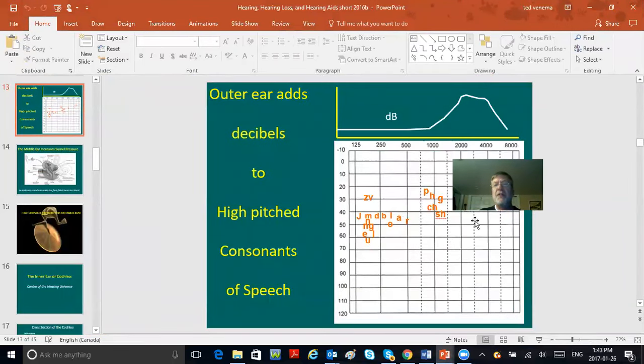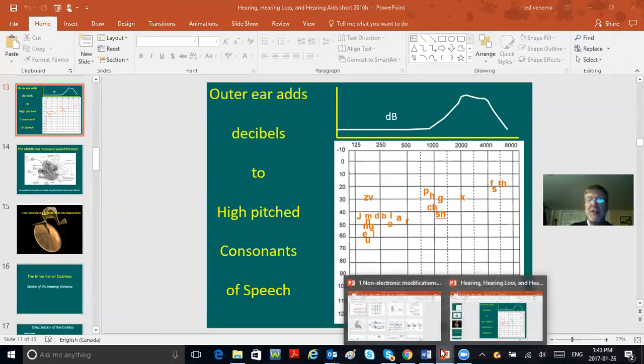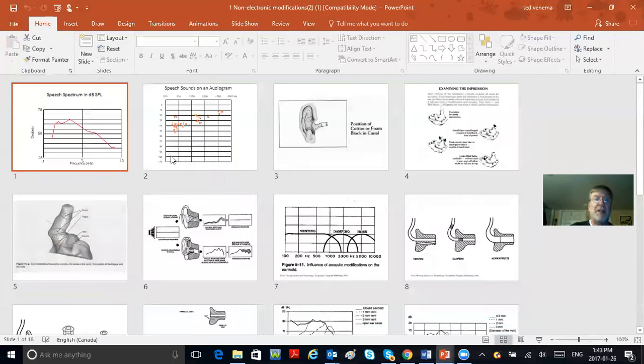Okay, so here's your outer ear canal resonance. Here's an audiogram with speech sounds. Look at where your outer ear canal resonance is, between 1,500 hertz and 4,000 hertz. Why? Because your ear canal is a quarter wave resonator, as we have described. Okay? So that's the nice thing about being able to share this screen stuff with you.